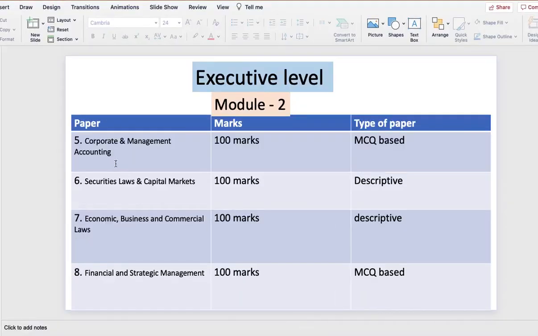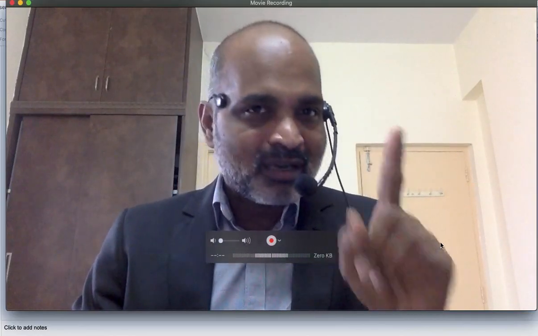In module 2, paper 5 is corporate and management accounting, that is accounts and costing, a 100 marks MCQ-based practical paper. Understood? Securities laws and capital markets is a 100 marks descriptive paper. Economic and business and commercial laws is 100 marks, descriptive. Financial and strategic management is 100 marks MCQ, with financial management 50% and strategic management 50%. So in module 2 you have accountancy and costing, which is a practical paper, and financial and strategic management, half theory and half practical, MCQ based.